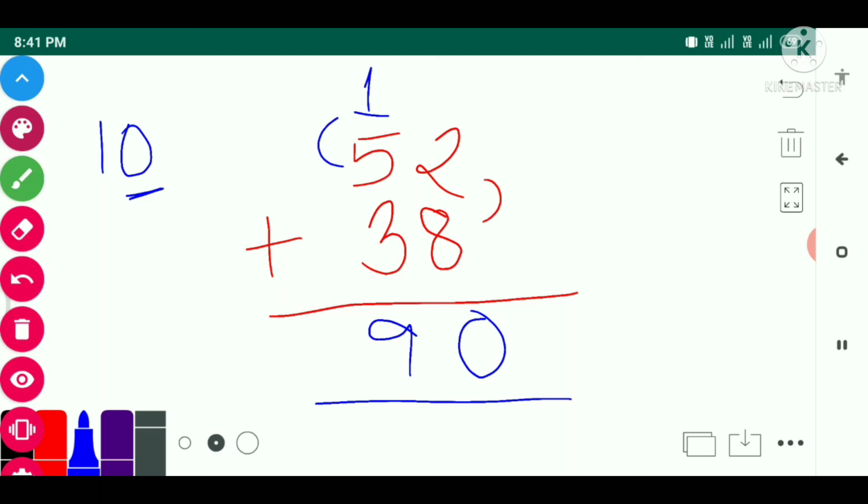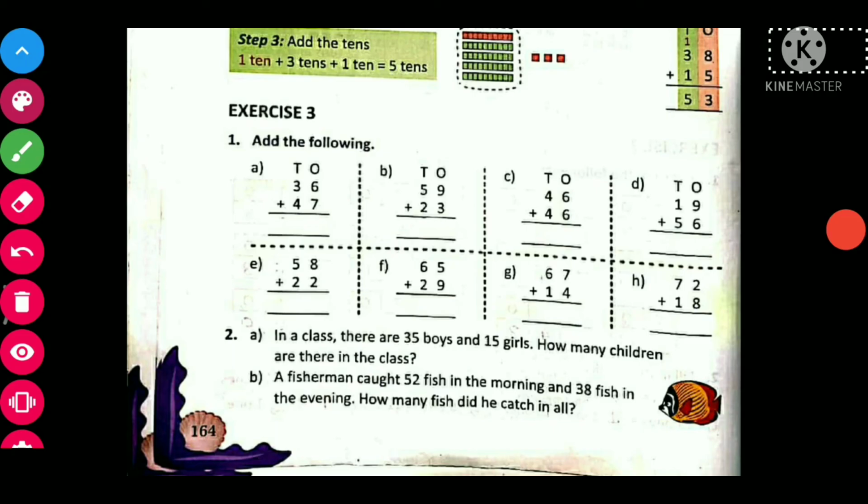So dear students, I hope you have understood about the regrouping, how we can regroup the numbers while adding. So this question number 2 also you have to do in your copy. And how you have to write these answers, I will give it to you.